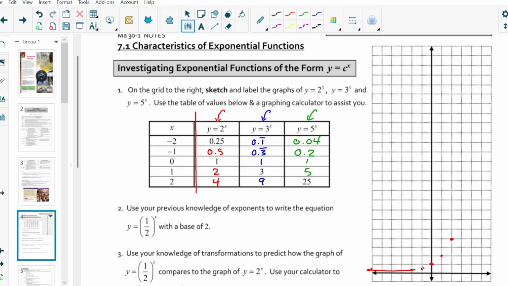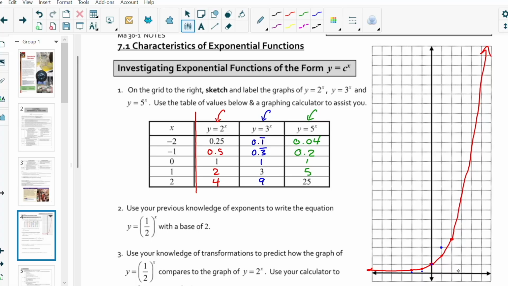Okay, so what does that look like? Nice and as smooth as possible. There we go. Okay, next one in blue. -2, 0.1 repeating. Oh, not a lot of space. It's right about there, really low. -1, 0.3 repeating, so a little bit underneath. Okay, 0 and 1, 1 and 3, and 2 and 9.